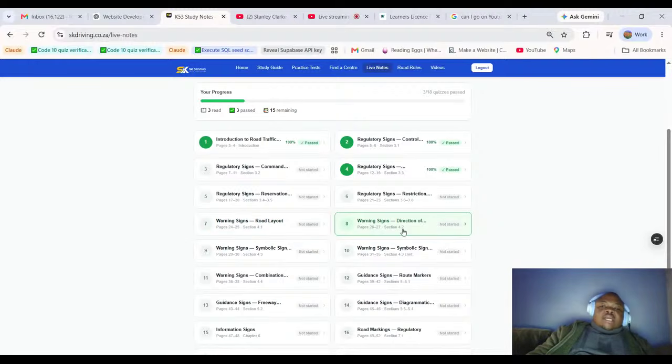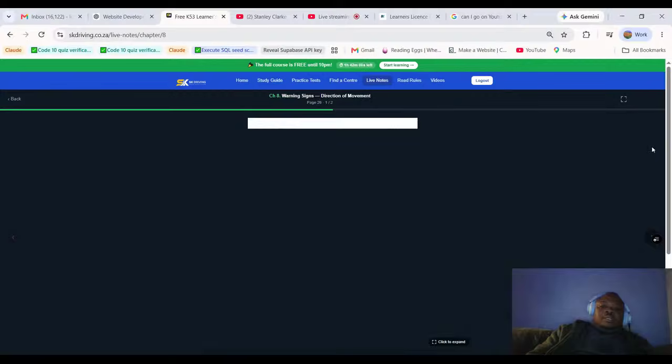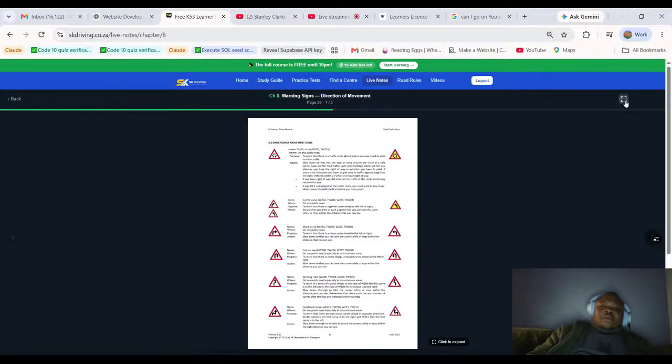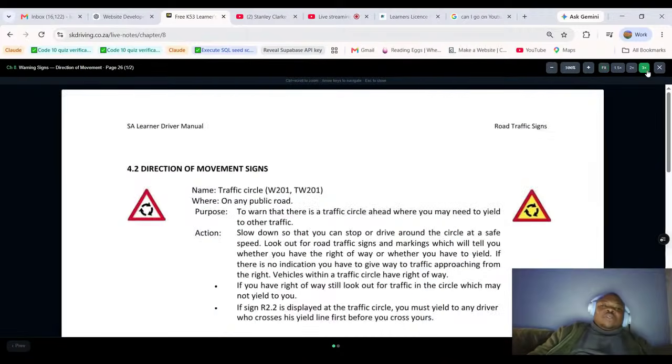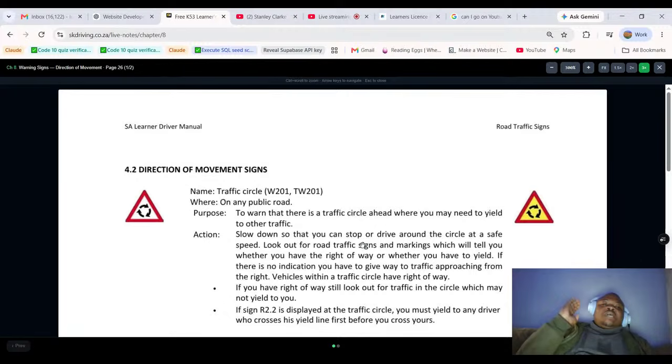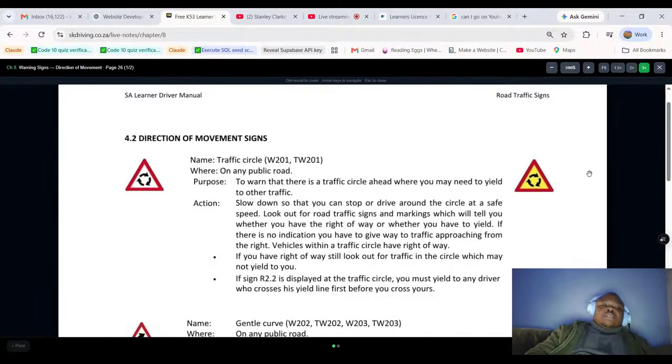So let's do directional movement warning signs. Remember, warning signs warn you of what's ahead, of what you are about to encounter. So these ones are directional. They are warning you of a directional shift of movement.